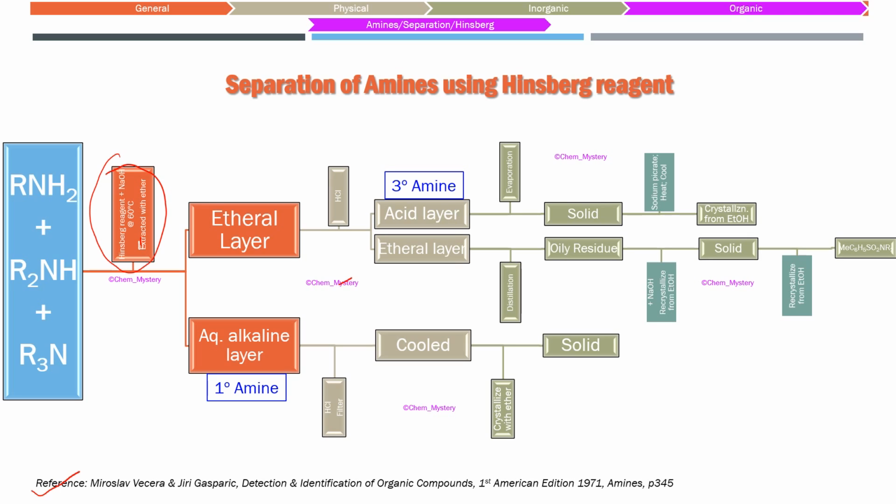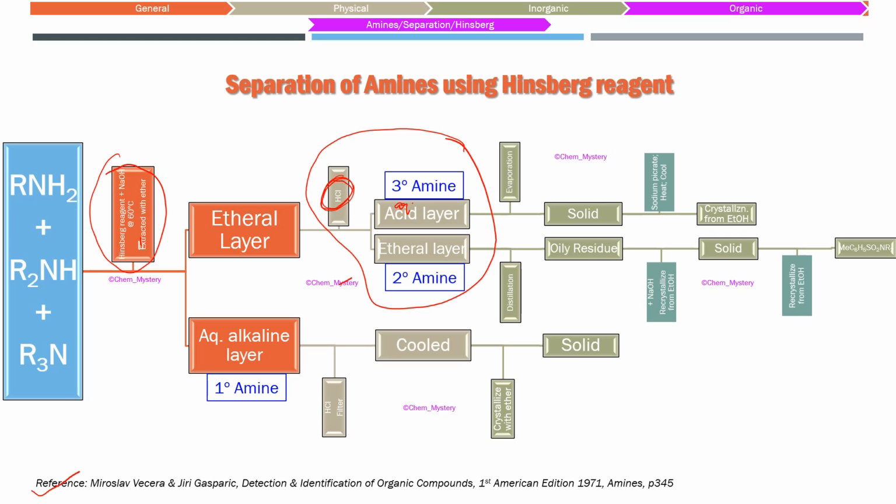And now to separate these 2 degree and 3 degree amines from the ethereal layer, once again we put in HCl, hydrochloric acid, to try to separate them. And if you see here, what is going on in the aqueous layer, that is the acidic aqueous layer, and what remains in the ethereal layer.